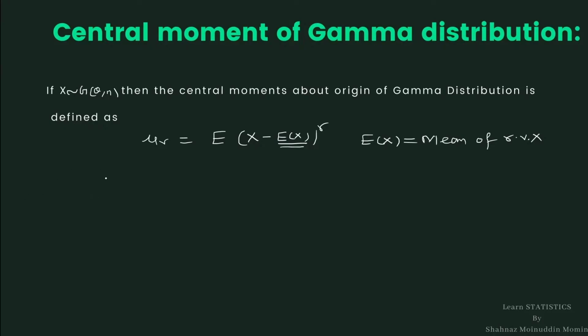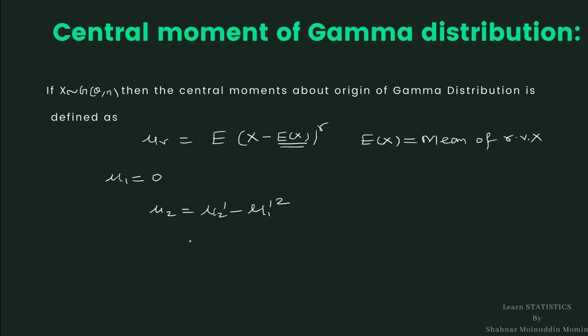We know that mu1, the first central moment, is always 0. The second central moment mu2 is equal to mu2 dash minus mu1 dash square. This is the relation between raw and central moment.